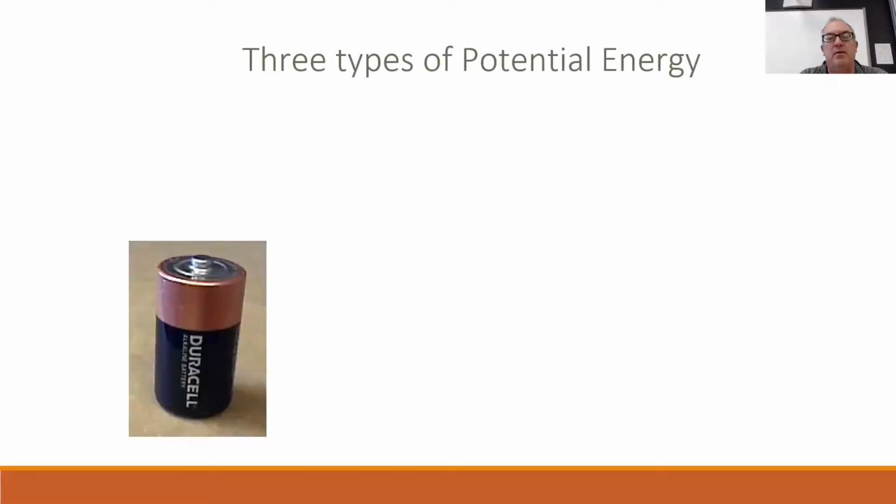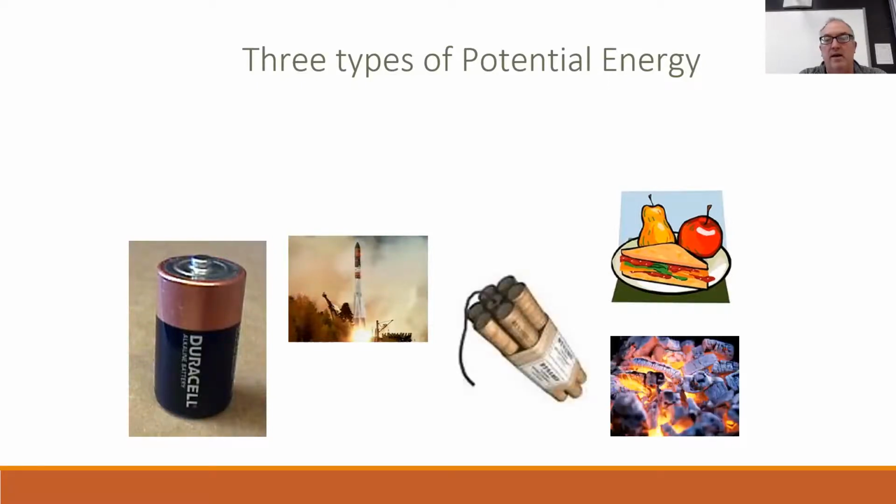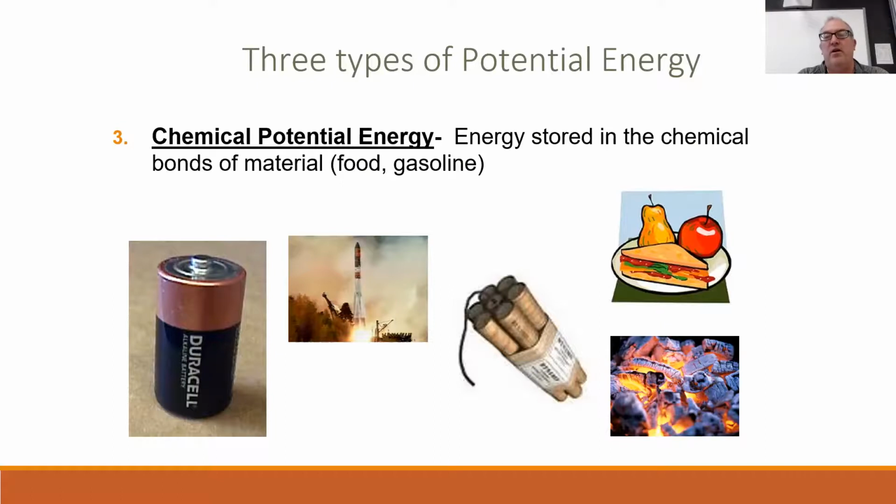The other type of stored energy is all the ones that you see here: food, rocket engines before they ignite, dynamite, gasoline in your car, wood if you're going to burn it. You get heat from it when you burn it. So those are all energies that are stored by chemical bonds, and as you break those bonds, energy is released.